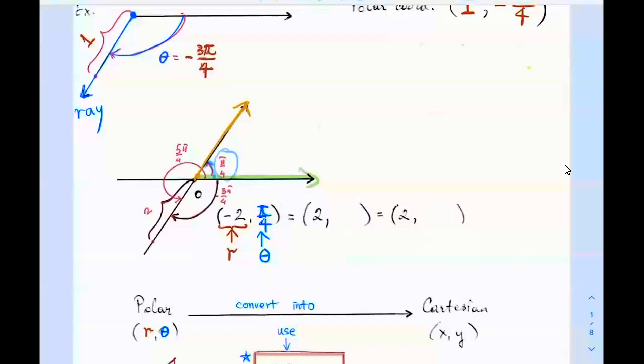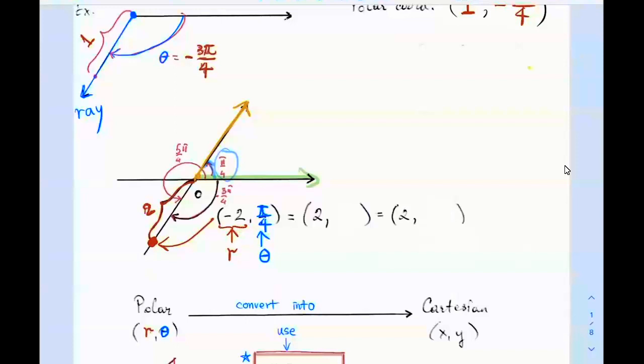Now, when r is negative, instead of going along the direction of this ray, we go in the opposite direction. So instead of pointing this way, you go the other way, and then you locate 2, two units away from the pole. Then this point is the point corresponding to this polar coordinate. So when r is negative, you just go in the opposite direction of the ray.